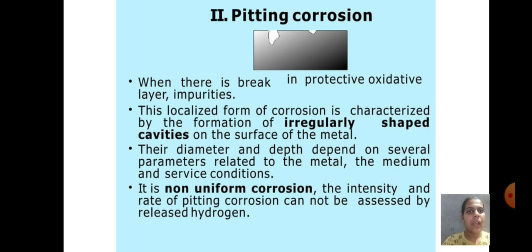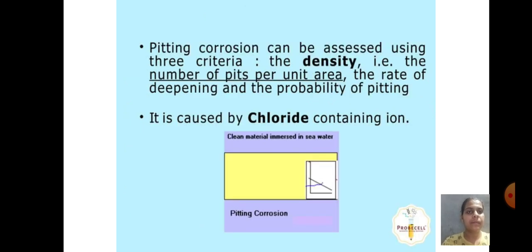Pitting corrosion. When there is a break in the protective oxidative layer or impurities, this localized form of corrosion is characterized by the formation of irregularly shaped cavities on the surface of the metal. Their diameter and depth depend on several parameters related to the metal, the medium, and service conditions. It is non-uniform corrosion. The intensity and the rate of pitting corrosion cannot be assessed by released hydrogen.